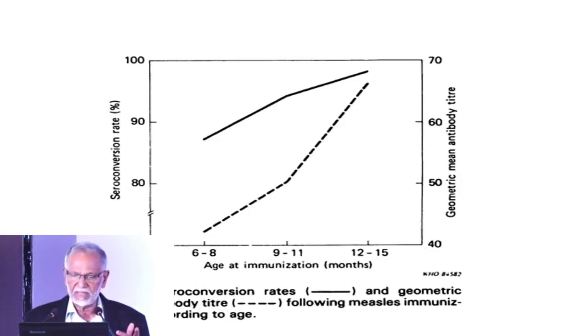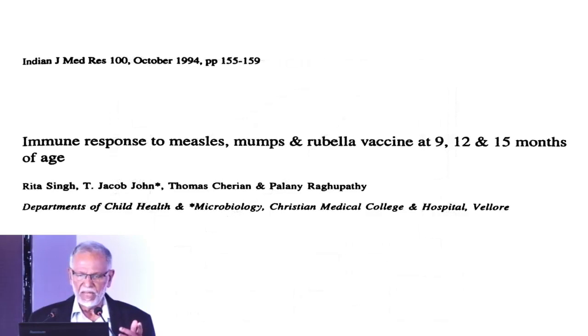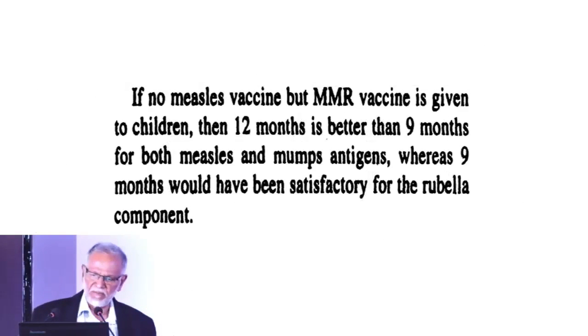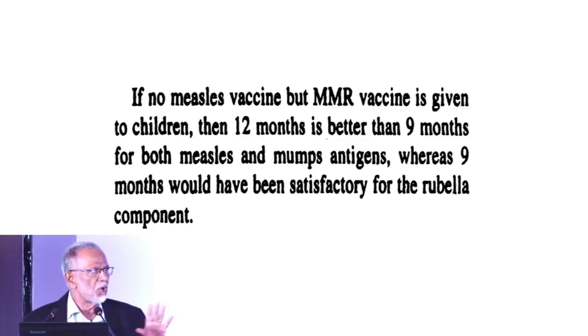ICMR does its research. We have looked at MMR vaccine at 9, 12 and 15 months. This is published in IJMR, so I don't have to spend much time. So if you give MMR vaccine instead of measles vaccine, 12 months is better than 9 months for both measles and mumps. But 9 months is okay for rubella vaccine.